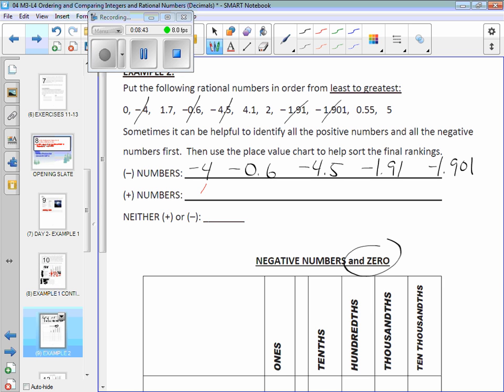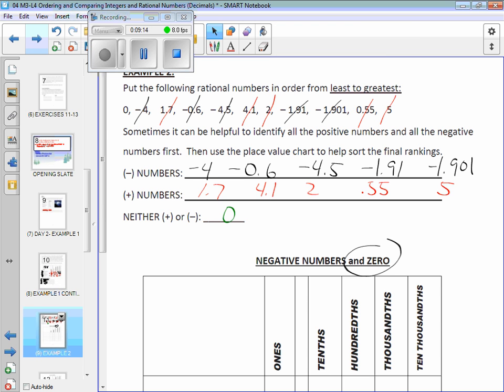1.7. Okay, bud. 55. Great. And there's one in there that's neither. What's neither negative or positive that's still left? It's the only number that's not crossed out. 0. Okay.